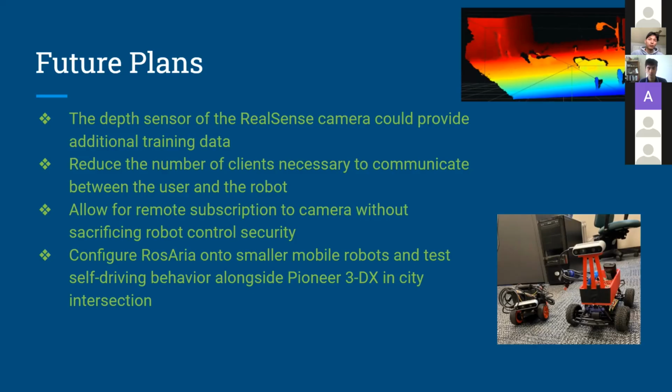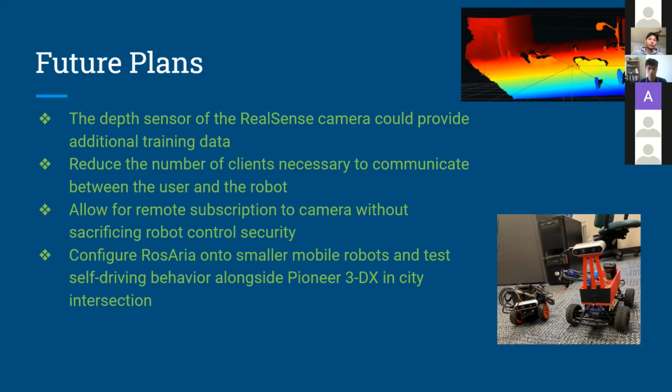We'd also like to be able to access Rosaria and the various ROS packages without using a remote desktop, which is what we use to control the robot. And we'd like to bypass this step because the process of setting up a remote desktop takes a lot of time. And so if we could somehow bypass this step by using something like SSH forwarding, then this would just be a lot more convenient for the user.